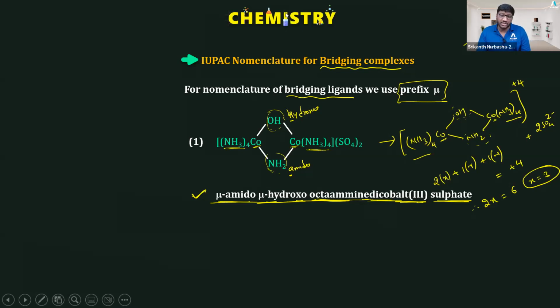And we can also represent this in the other fashion, like we are repeating this, right? NH3 taken four times for Co, NH3 taken four times for Co. We can also use bis tetraamine cobalt 3. Like this also you can mention. Okay. We'll look at the same thing in the next example.